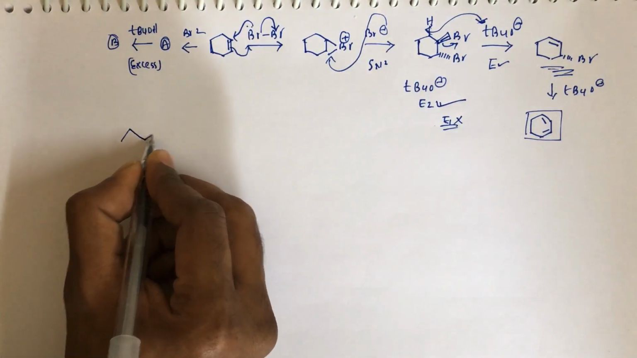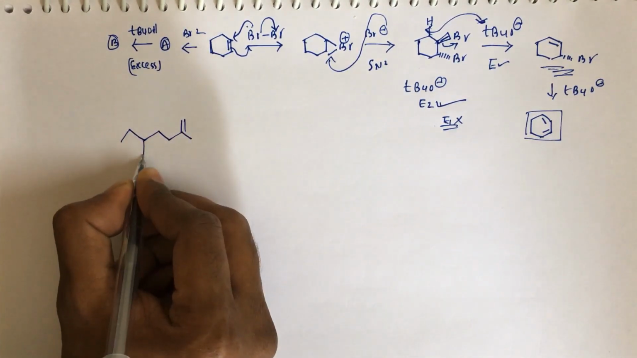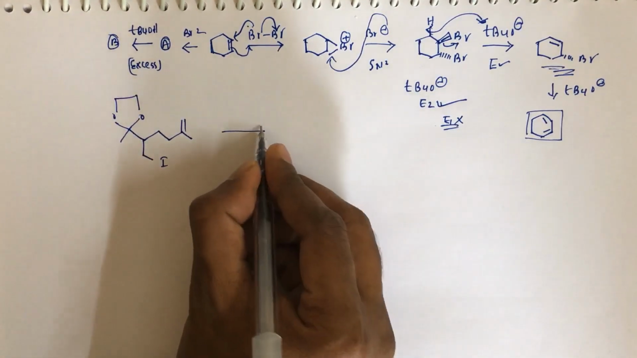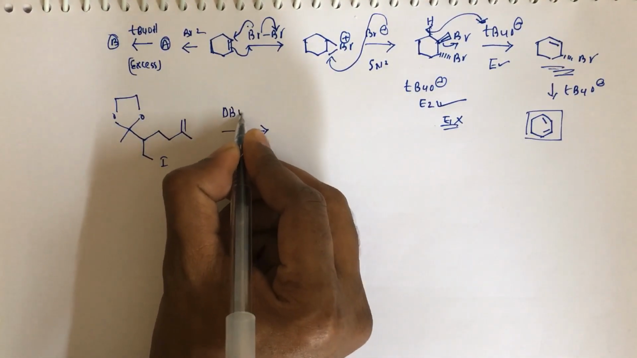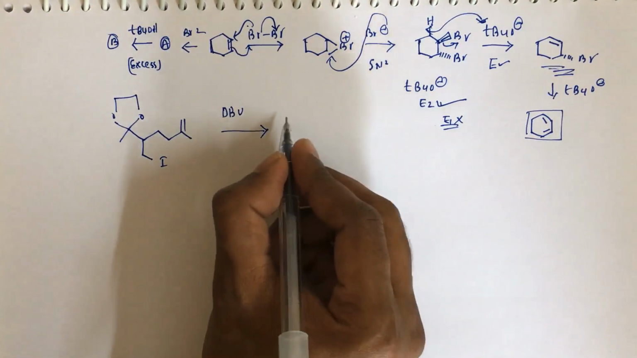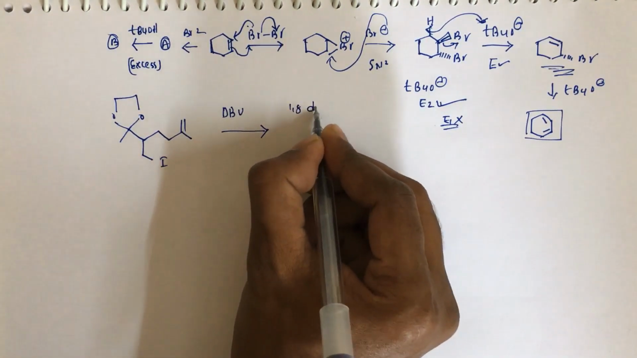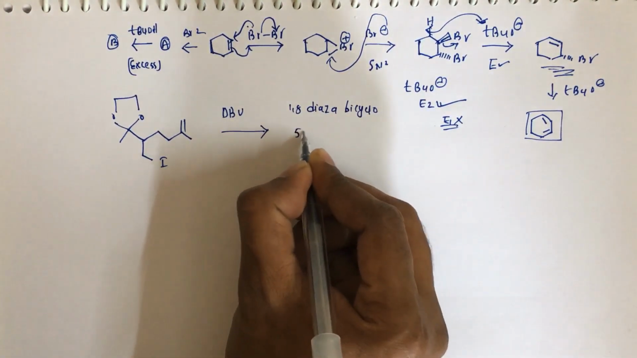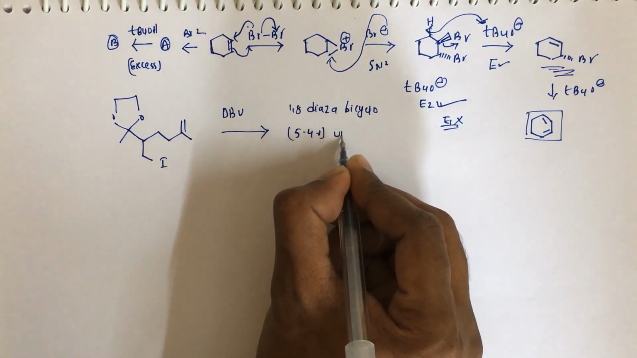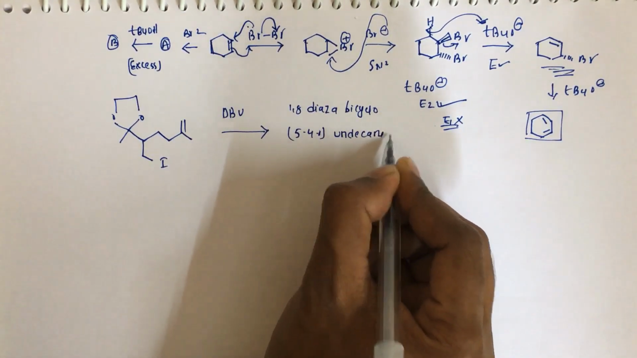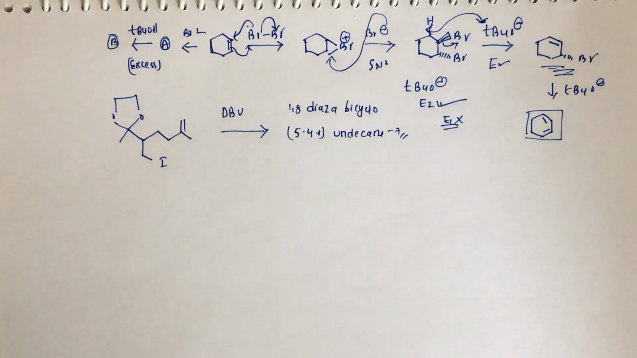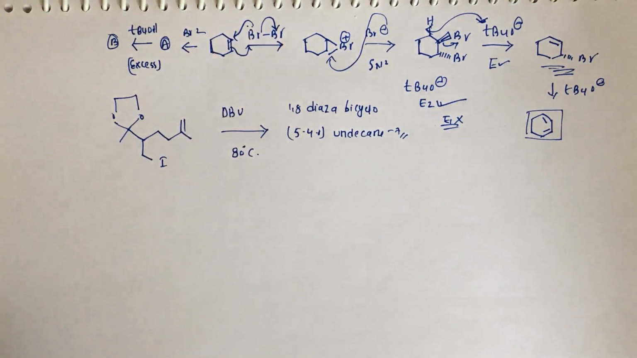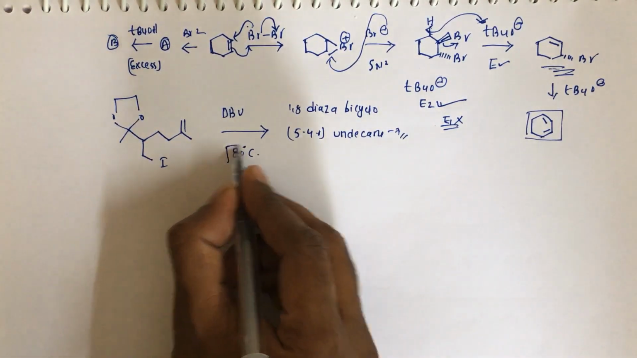And then we'll take this example. The base here is DBU. DBU means 1,8-diazabicyclo[5.4.0]undec-7-ene. So this is the DBU IUPAC name. This reaction is taking place at 80 degrees temperature. So 80 degrees means high temperature.